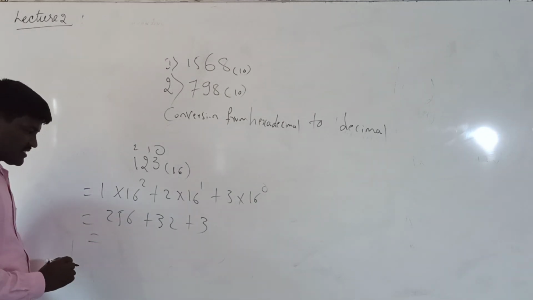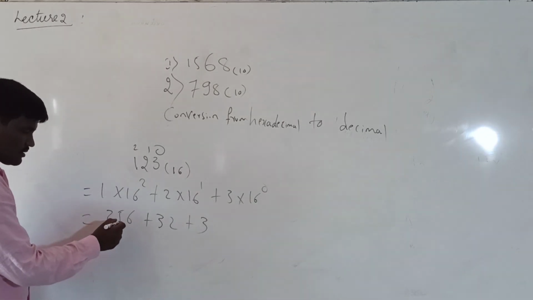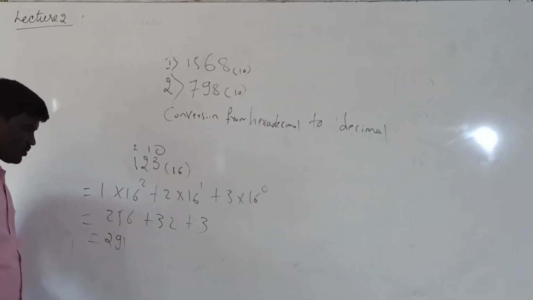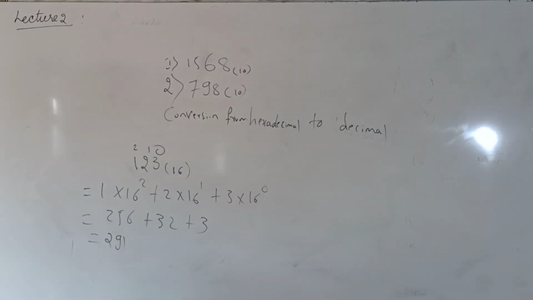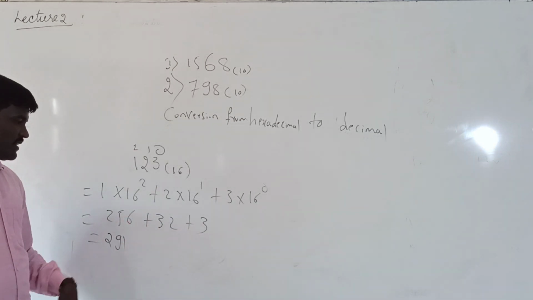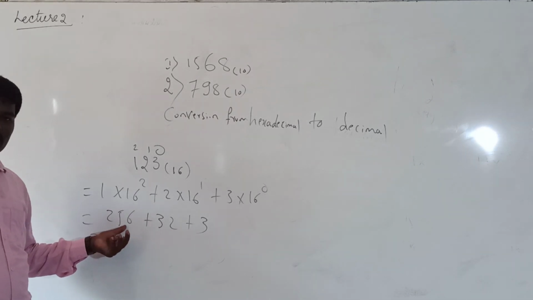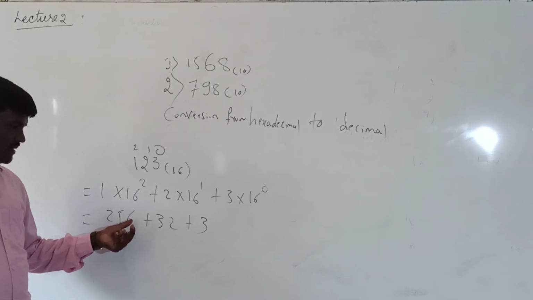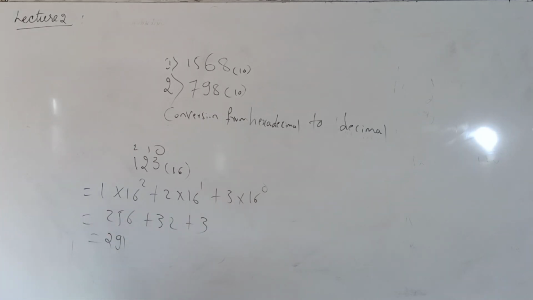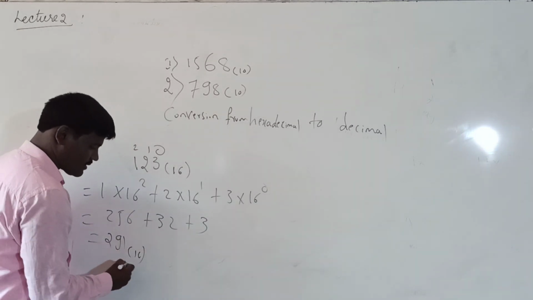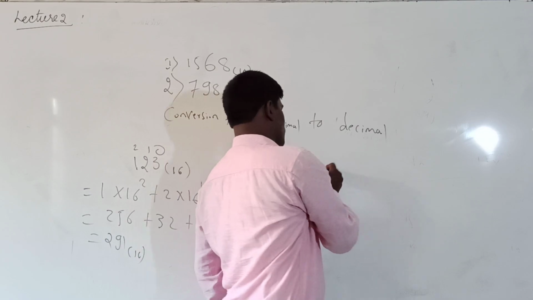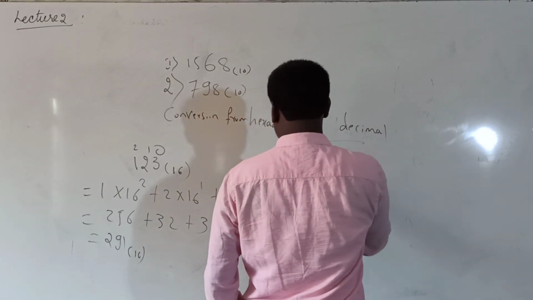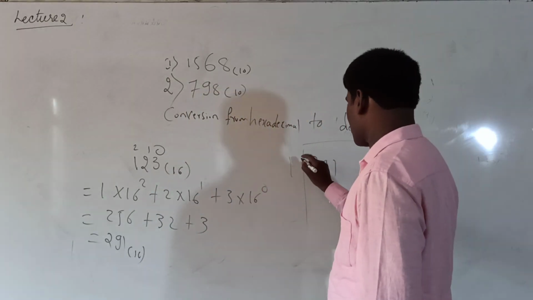35 plus 256, 291. Here the base is 16. Now you can convert this 291 to hexadecimal, and you will get 123.